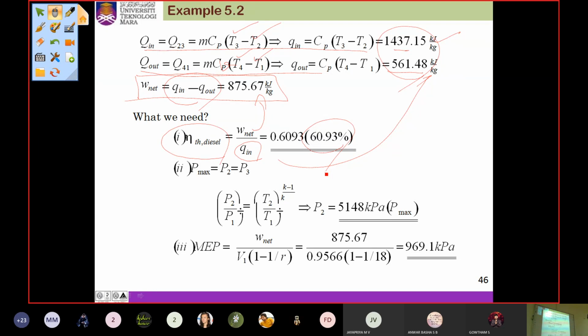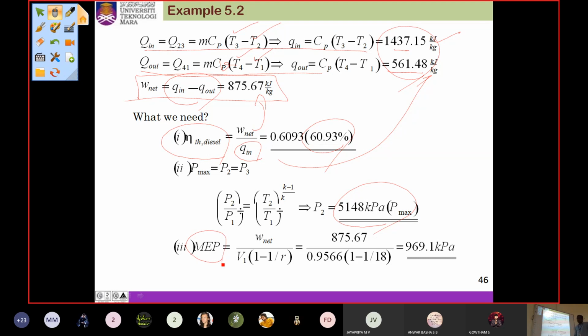In the second question, we have to find the maximum pressure value. So if you compare the P2 value and P3 value, P3 will be the maximum one. That will be 5148 kilopascal. That is your P max. Then also we want to calculate the MEP, mean effective pressure.